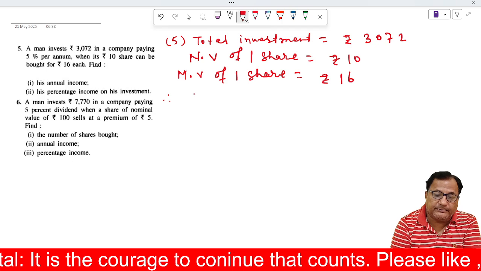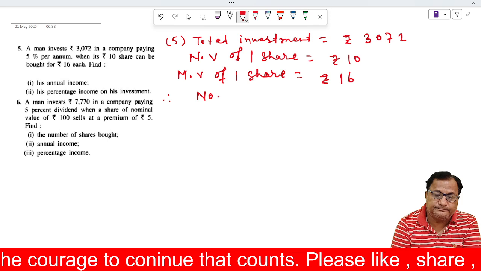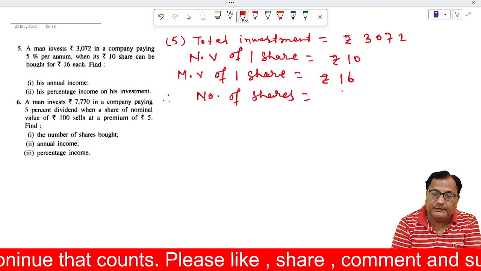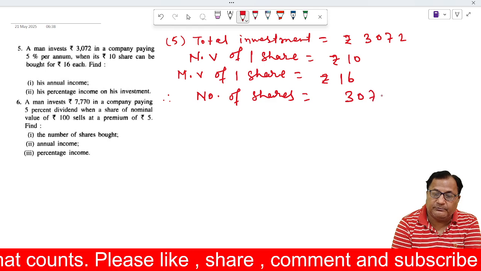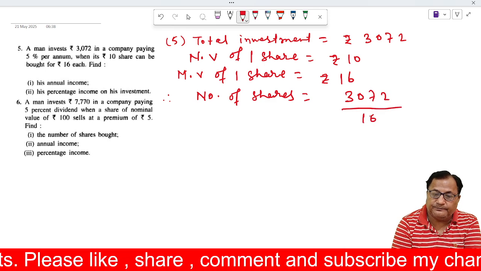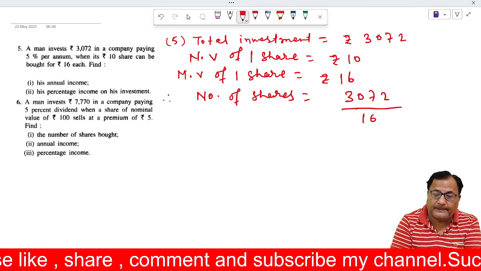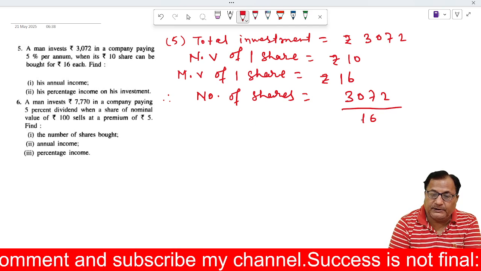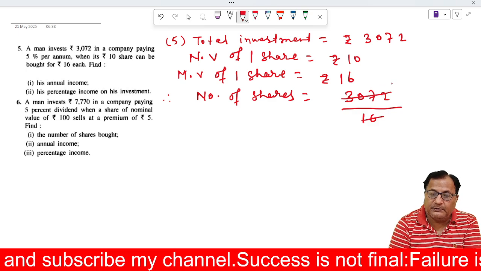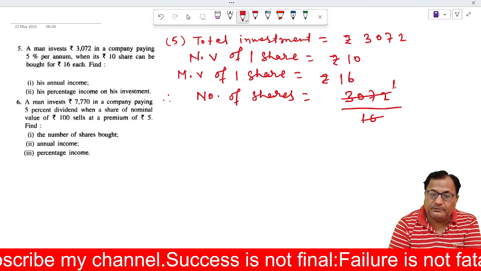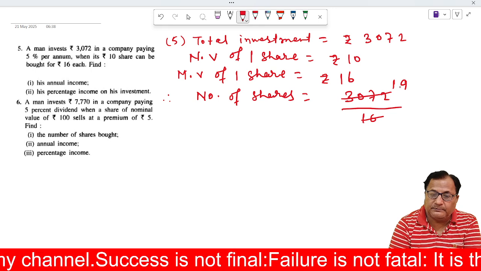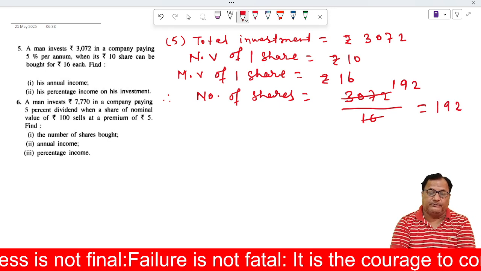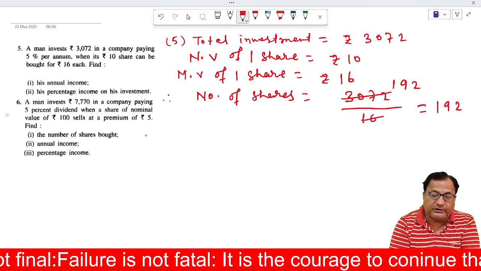Therefore, number of shares is 3072 divided by 16. We divide this by 16: 192. Total shares is 192. Now see question number 1.